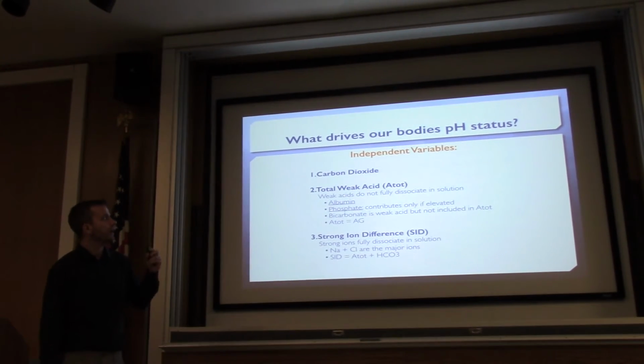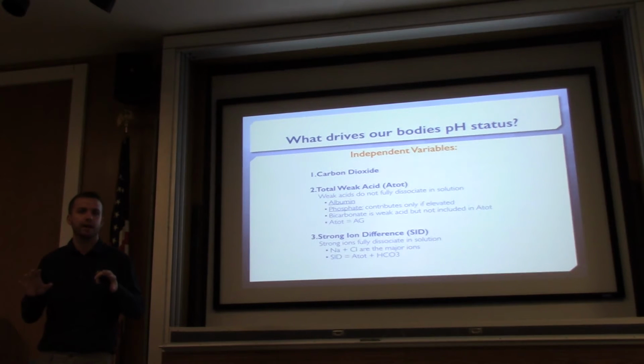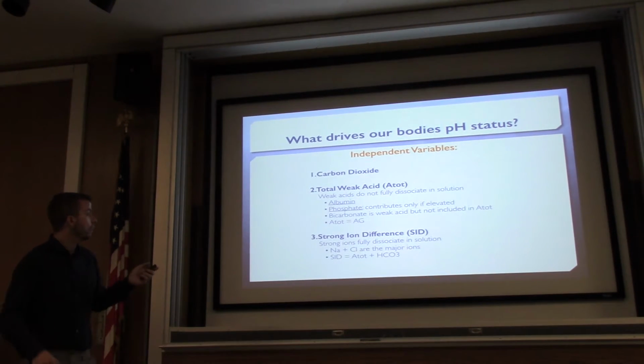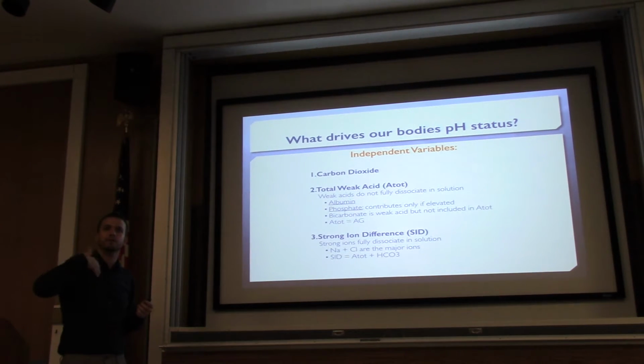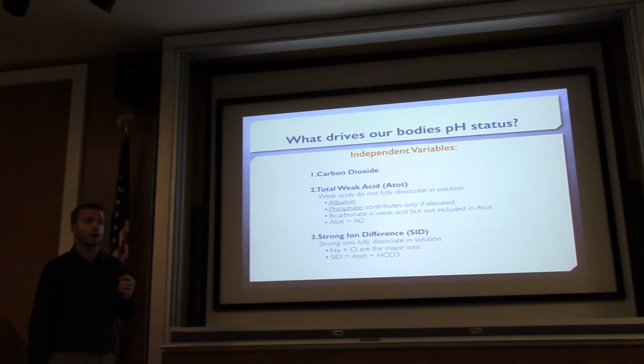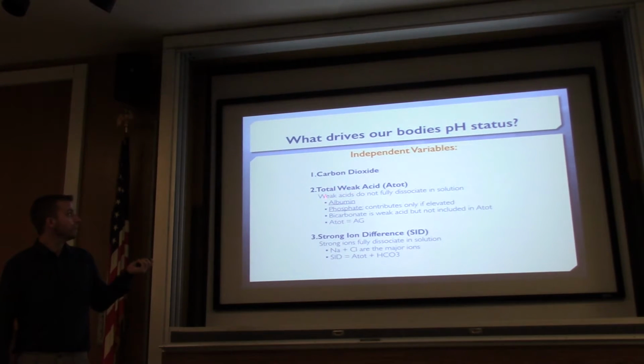And so the idea behind this is that we have independent variables, which are variables that change whenever you are acted on by the outside of the body. So carbon dioxide is determined by our ventilation, and our body can't change the amount that we have. We can try to buffer it, but it's just based on what our lungs are doing with our ventilation. Total weak acids, there are three major ones: albumin, inorganic phosphate, and bicarb. Bicarb is not considered an independent variable since we can make it.